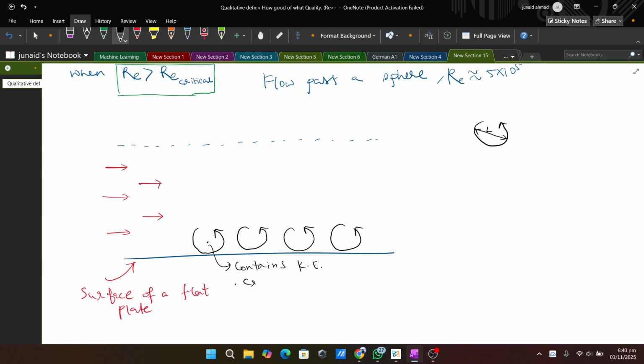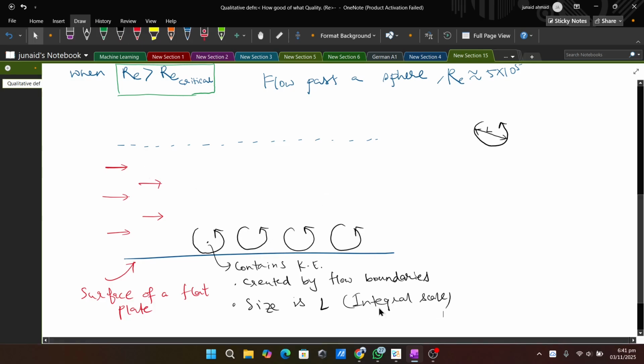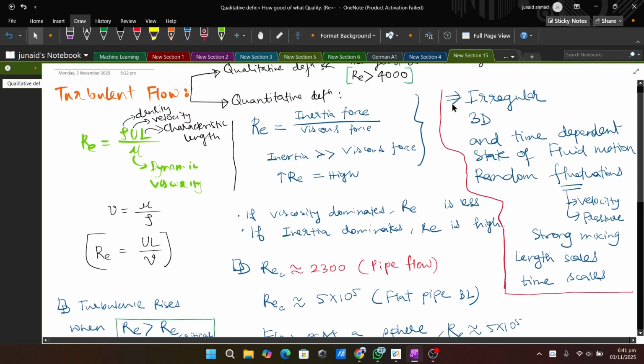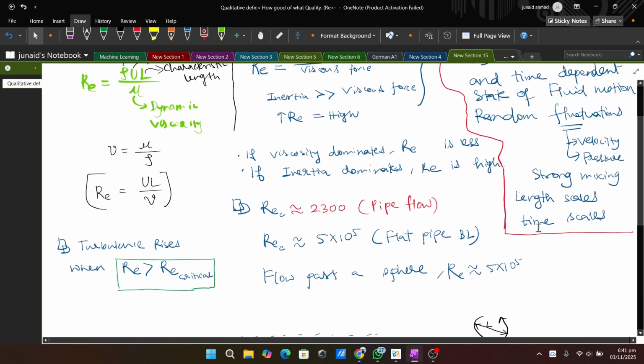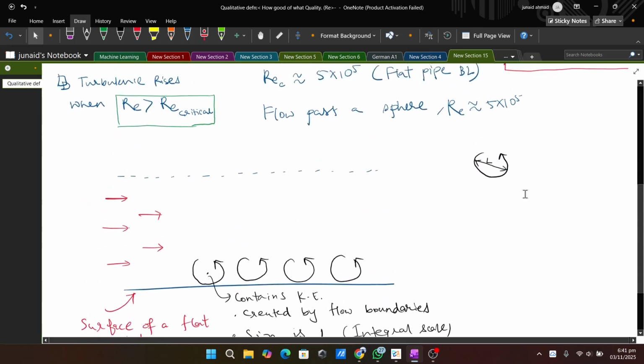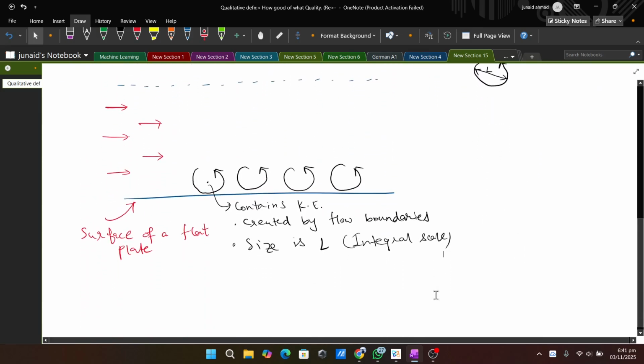They are created by flow boundaries, and the size is capital L in the case of the integral scale. So what is this integral scale? I'm going to talk about it. I already told you that in defining turbulence, we have a wide range of length scales. So this is one of the scales, the integral scale, and we are going to be talking about the scales also.